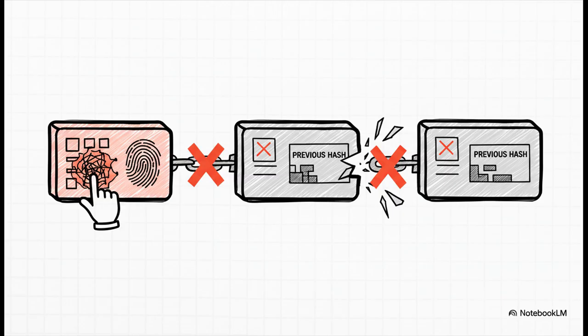If anyone tries to go back and secretly change a transaction in block 1, the hash of that block would instantly and completely change. It wouldn't be A1B2 anymore, and that would immediately break the link to block 2, which is looking for A1B2. The break would be obvious, and it would cascade down the entire chain, setting off alarm bells for everyone. This is what people mean when they say a blockchain is immutable.